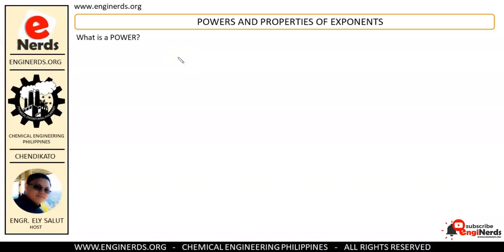Well, ang pag-uusapan natin is about powers and the properties of exponents. So, simulan natin sa tanong na, when it comes to mathematics, what do we mean by power? Now, before we go to that, let me ask you something about multiplication.